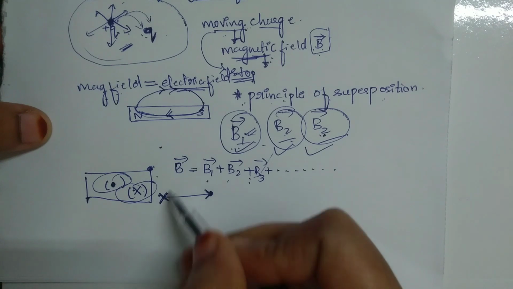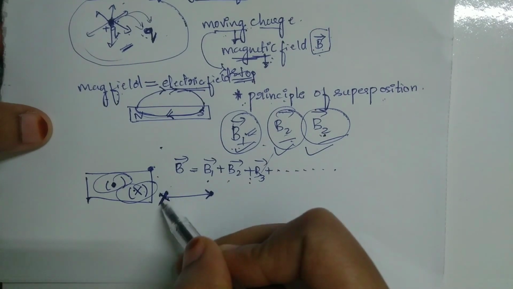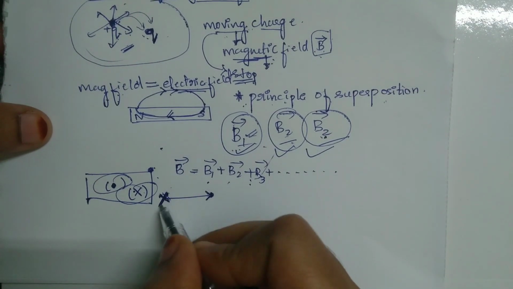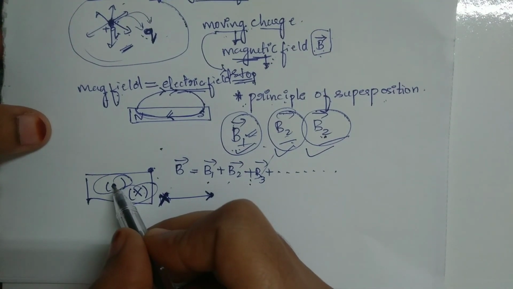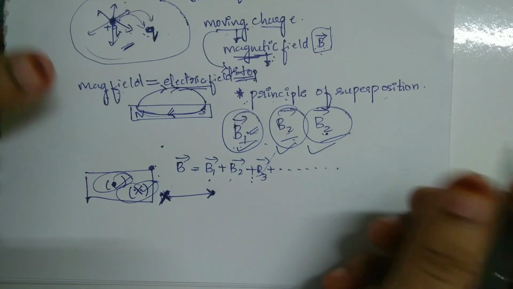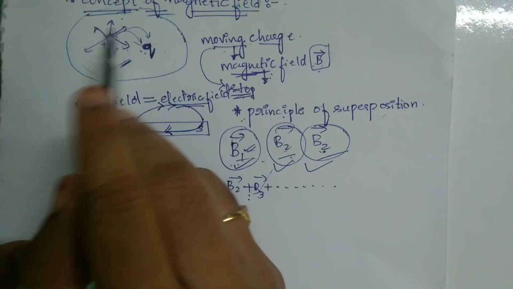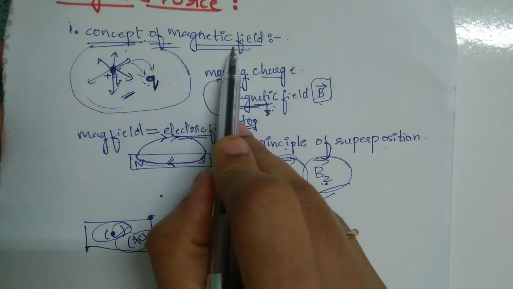When it is going inside, we see this cross mark. Okay, when it is moving inside, you have to note that we see the cross mark. So therefore this is out of the plane and this is into the plane. Hope you have understood what is the concept of magnetic field.